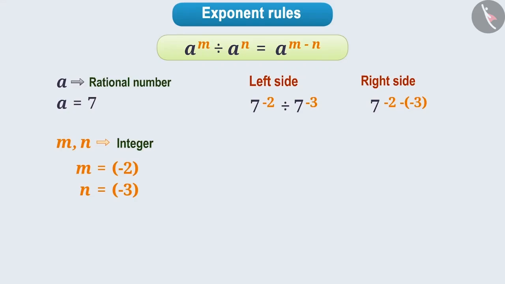By simplifying the right side, we will get 7 to the power minus 2 plus 3 is equal to 7 to the power 1. Now we will simplify the left side. 7 to the power minus 2 divided by 7 to the power minus 3 is equal to 1 upon 7 to the power 2 divided by 1 upon 7 to the power 3. Can you tell how we will simplify this division now? Give it a thought.